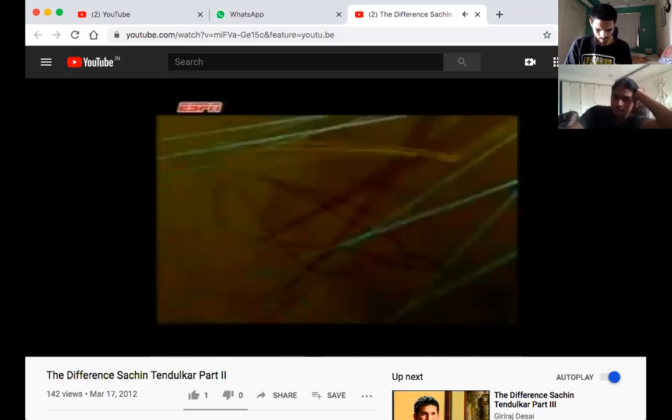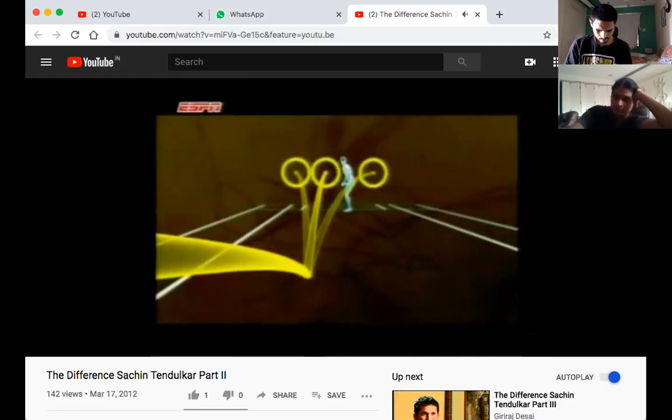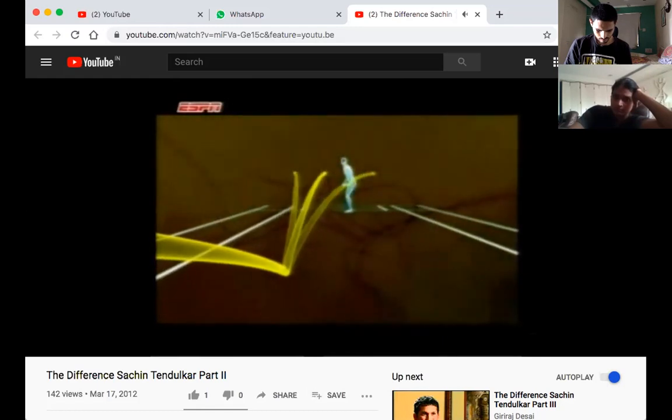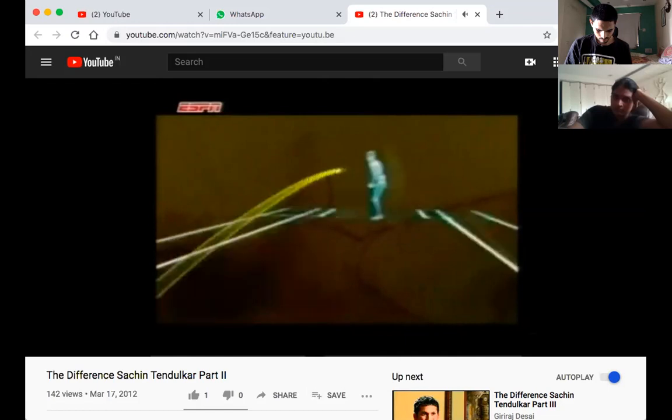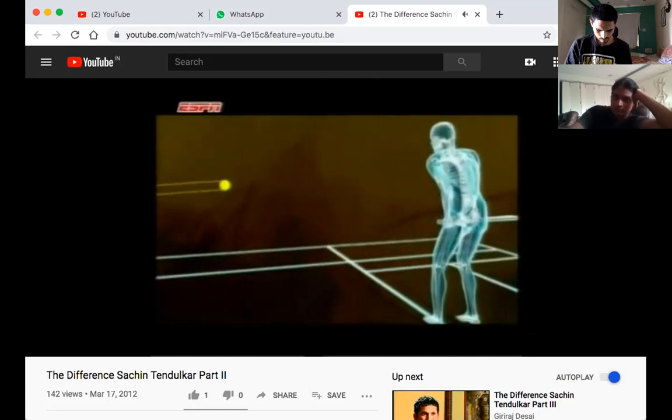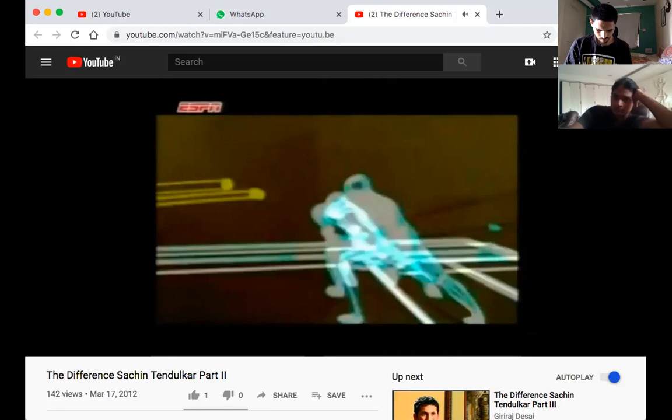But even with just a split second to react, the time it takes to blink, the best batsmen are consistently at the right place at the right time. And Sachin Tendulkar is there more often than most.